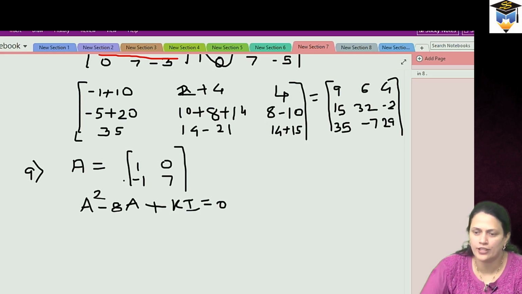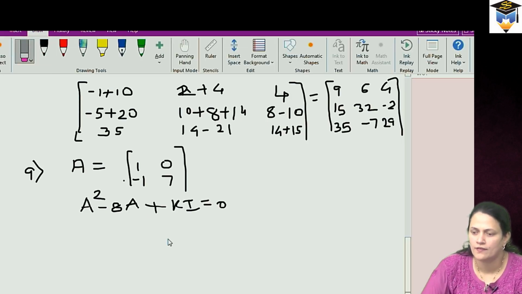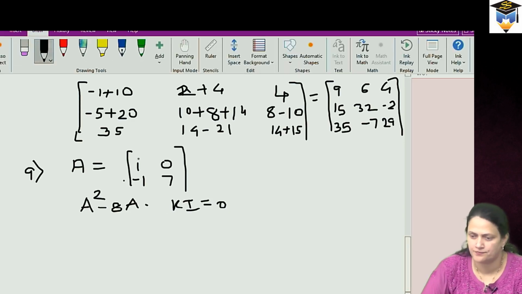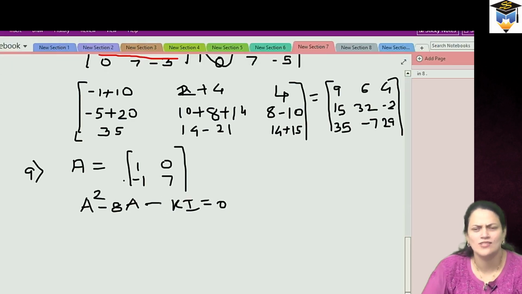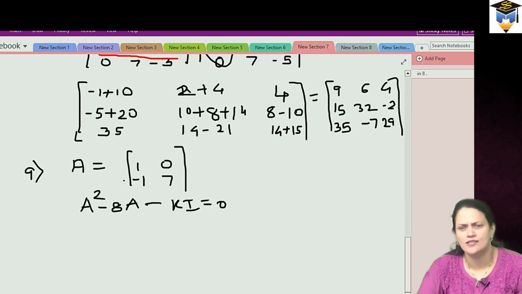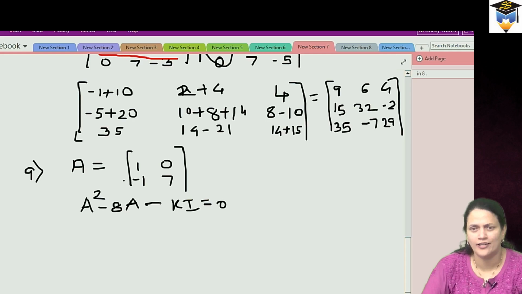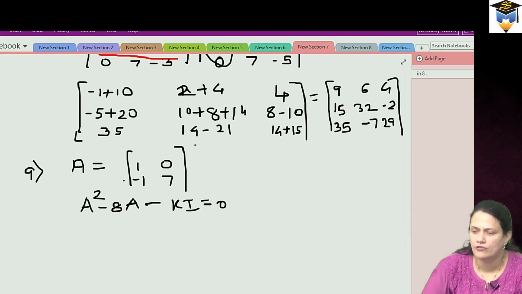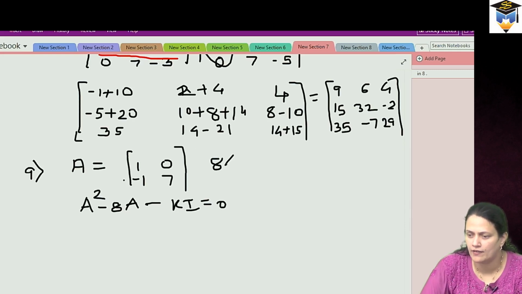So what is I over here? Where I is the identity matrix of order 2 by 2. And 0 is then the zero matrix of order 2. Take the right hand side as 0. So find out what is 8A. 8A is going to be 8, minus 8, 0 and 56.